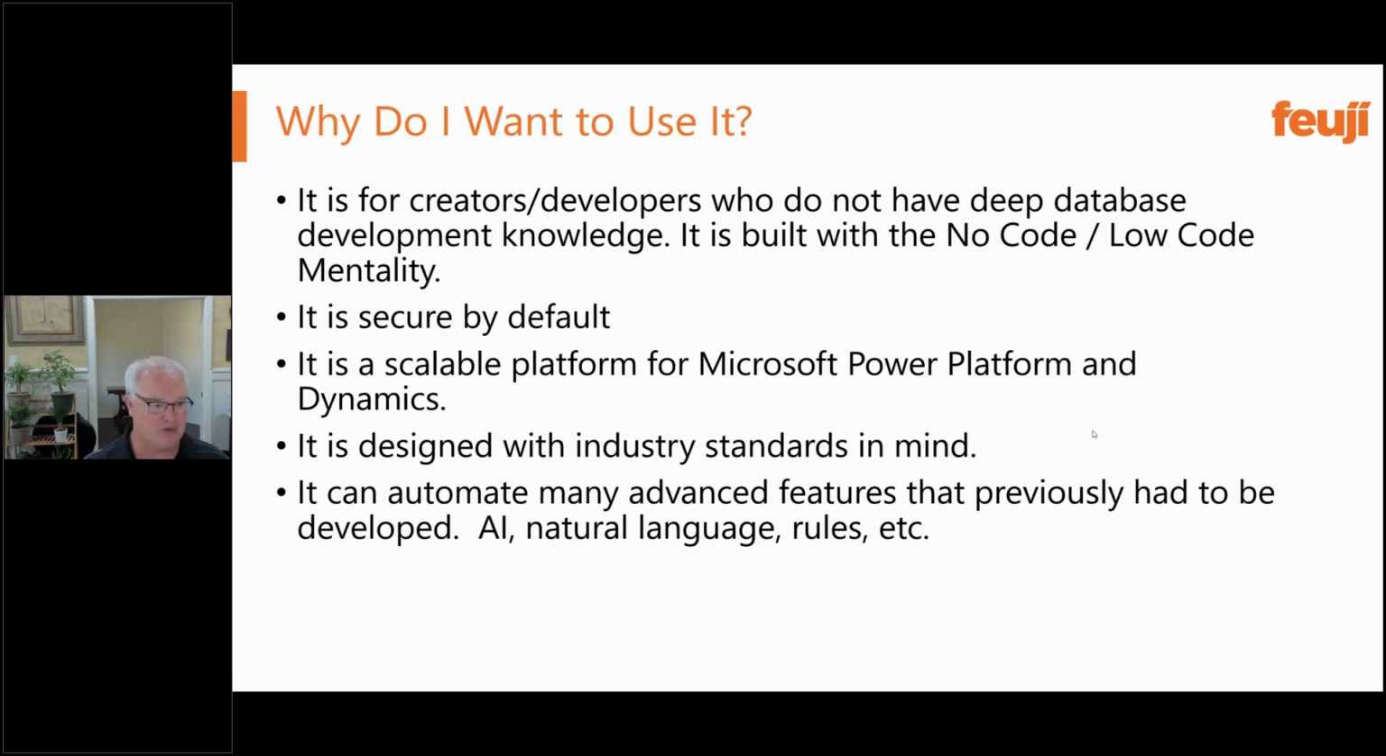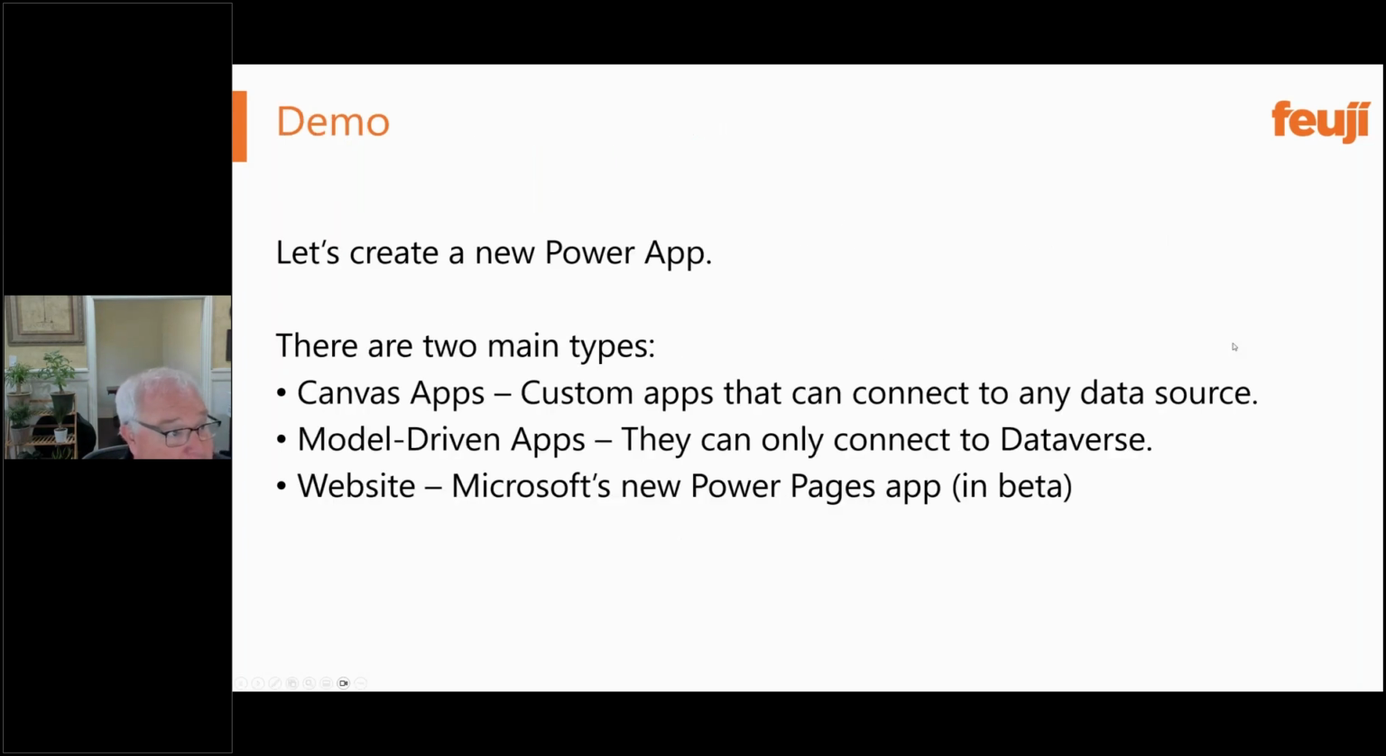We're almost to a demo, but I just want to clear this last part off. So we've done the industry standards. The other thing that Dataverse can do is it can automate a lot of these advanced features that previously you had to spend weeks, if not months, writing. Things like rules, business process, AI, natural language, all these advanced concepts that used to take a while to write and code and build. It does it for you automatically because it's tied into this platform of database information. And again, you'll see this in just a second. So let's go do it. Let's do a demo.